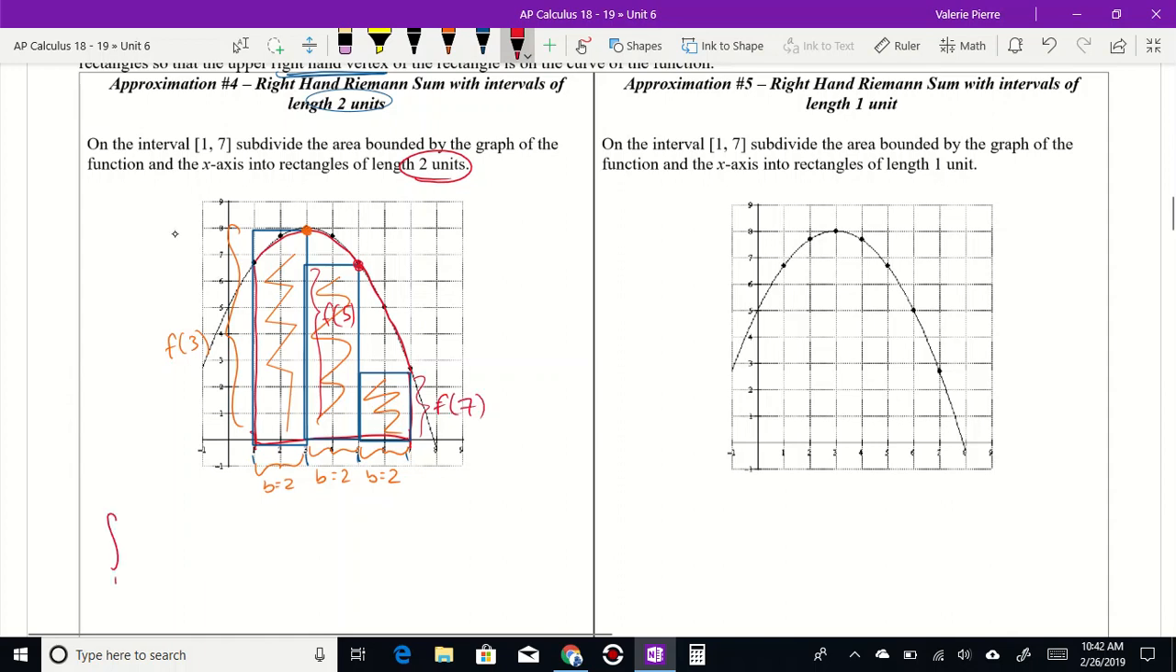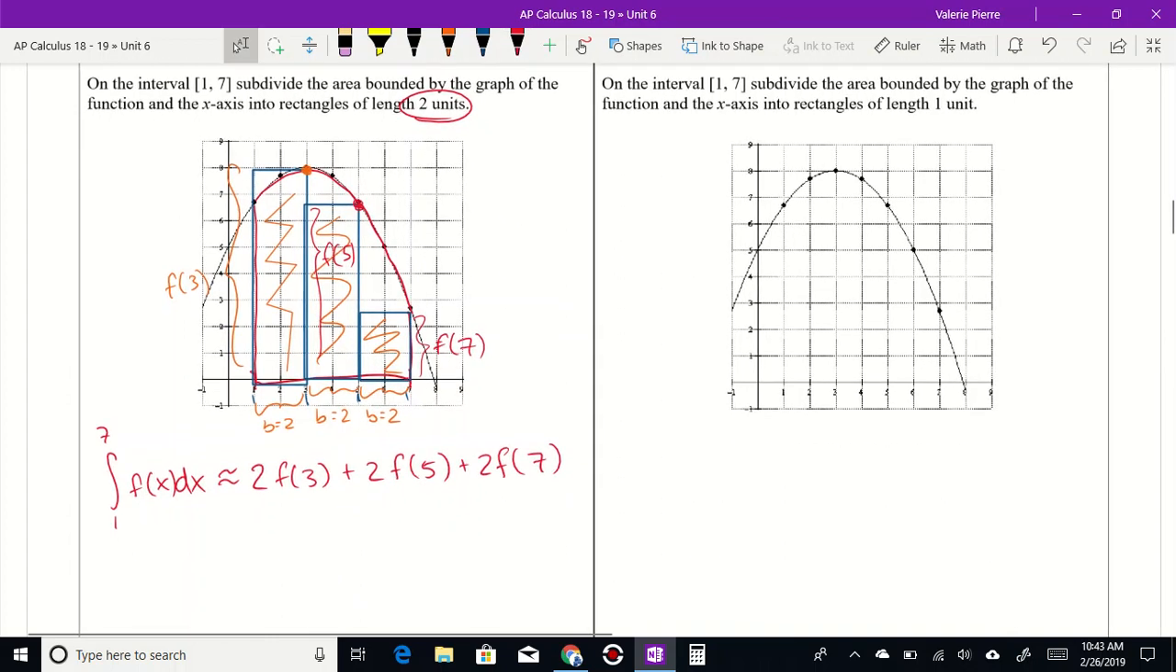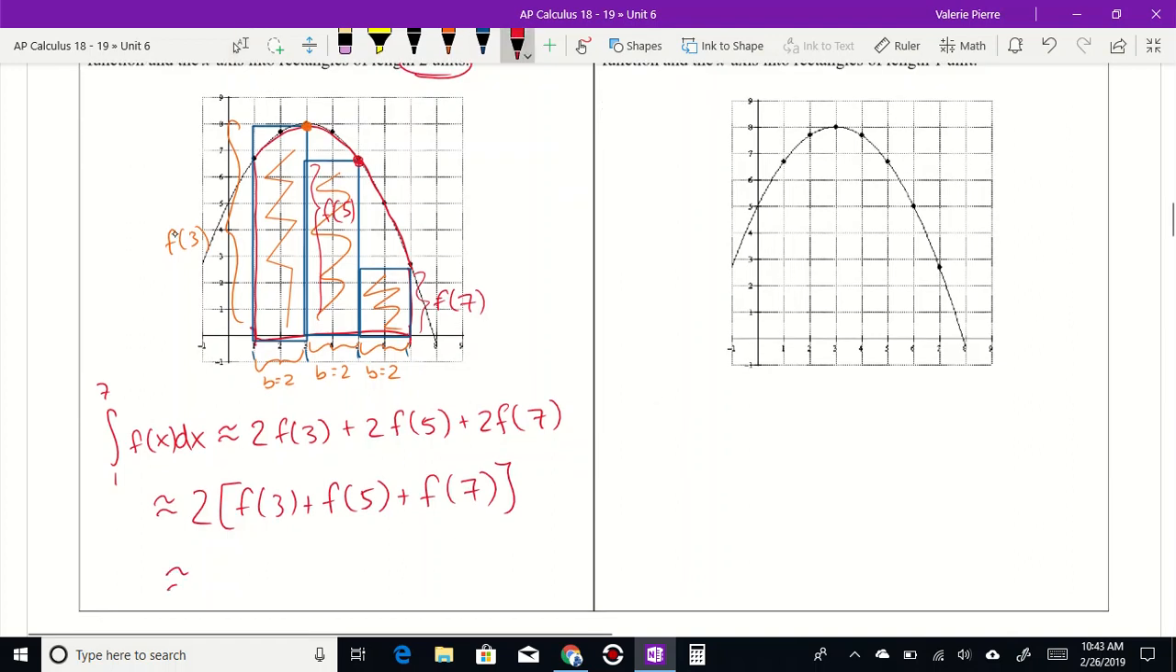So our definite integral from 1 to 7 of f of x dx is approximately equal to 2 times f of 3 plus 2 times f of 5 plus 2 times f of 7, right? Which we can rewrite, since they're all being multiplied by 2, as 2 times f of 3 plus f of 5 plus f of 7, which is approximately equal to 34.667.